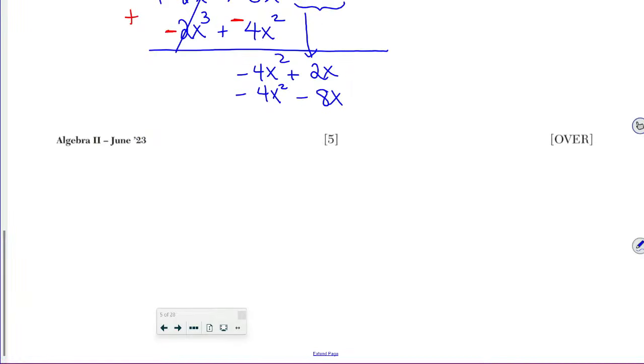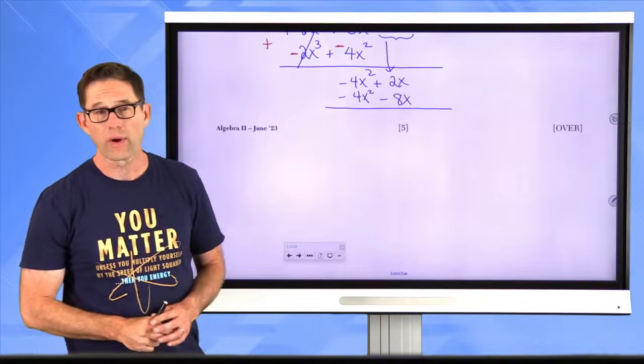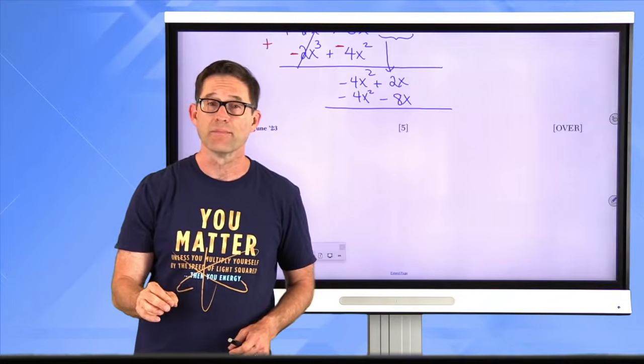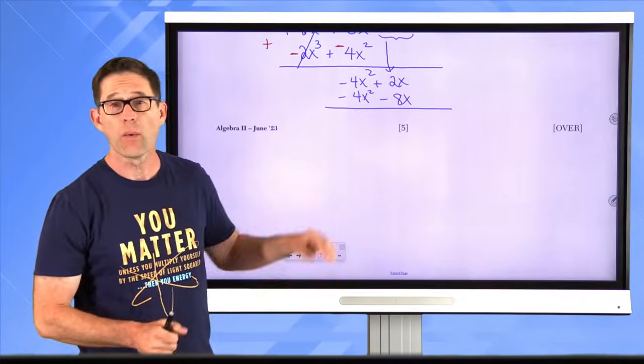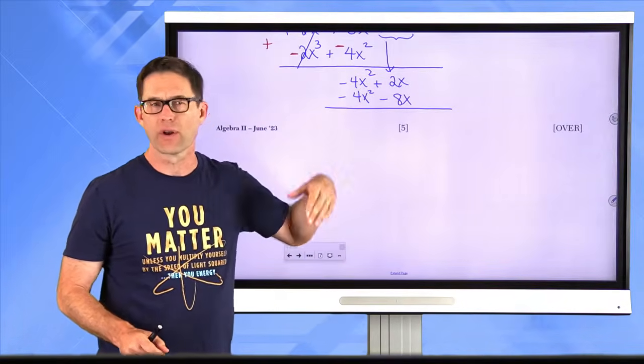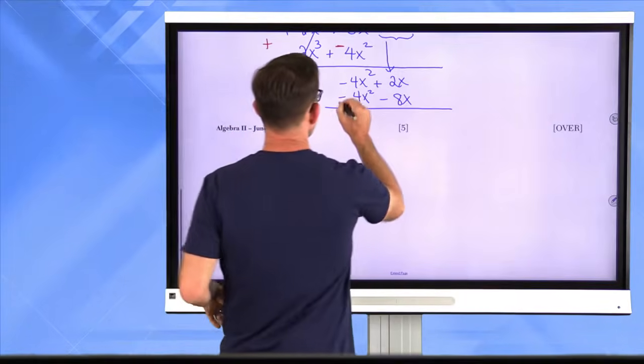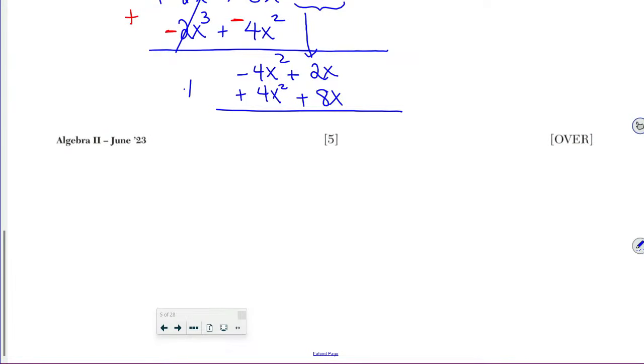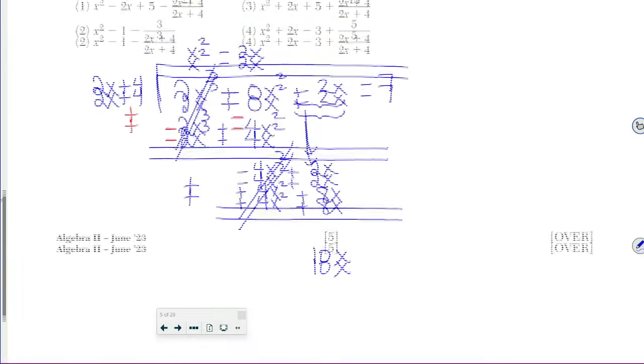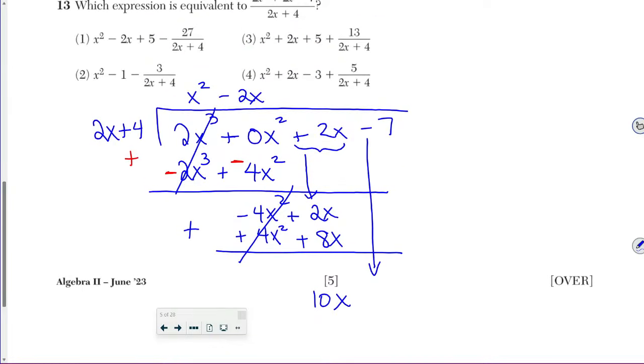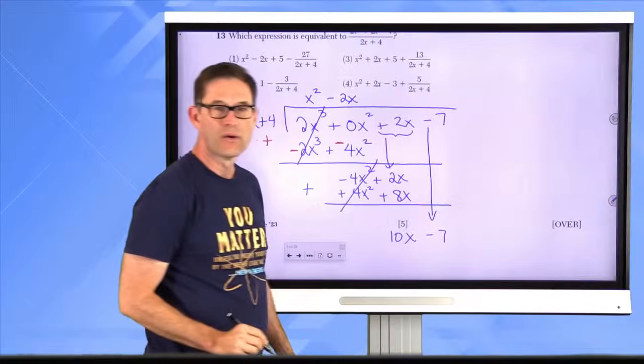I'm going to give myself a little bit more room. Yet again, just like before, I'm going to change the signs on both of them and add, because I want a negative 4x squared and a positive 4x squared to cancel. So I'm just going to add, and when I add those two together, those cancel. I'm going to get 10x and minus 7, right?